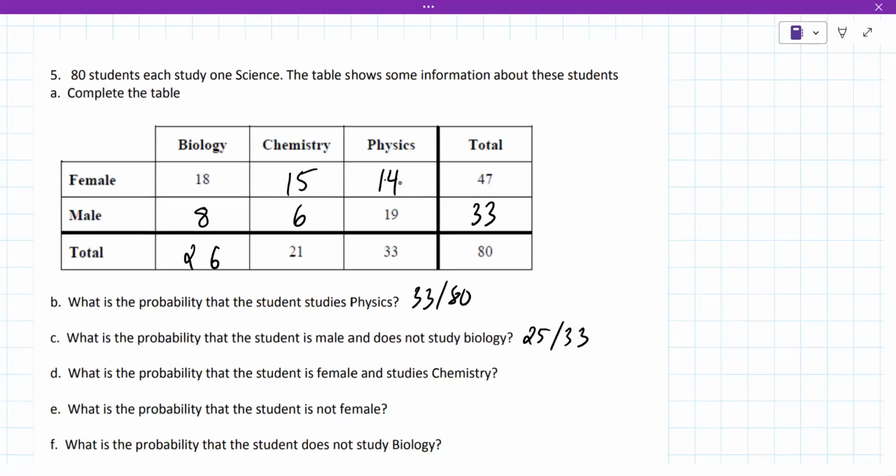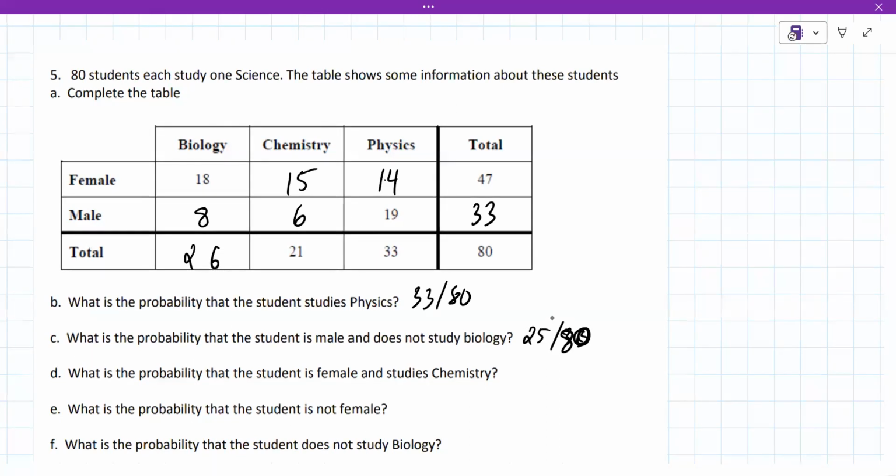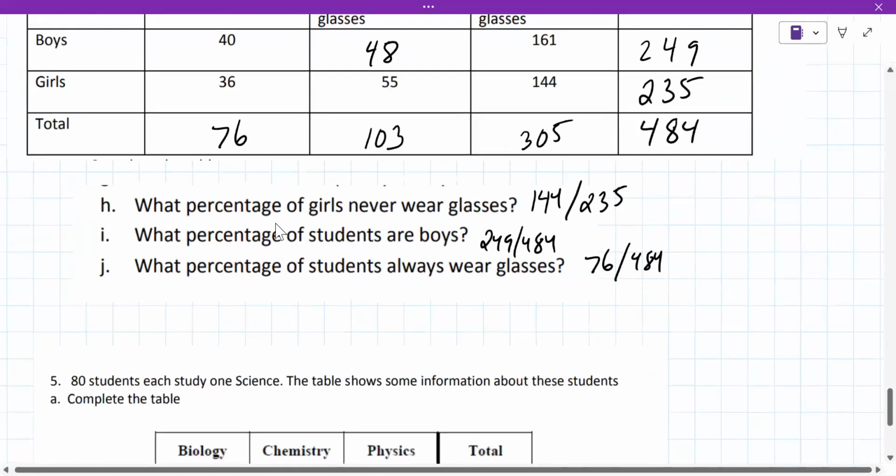It's chemistry and physics. When it says male and, the ands are the single cells, but then it's out of the total. You're not saying out of all the males, what is the probability that it does not study biology? It's a little nuanced, but unless it says that you're limited to a row, and maybe that's what the issue is. So let's go back and look at this previous one.